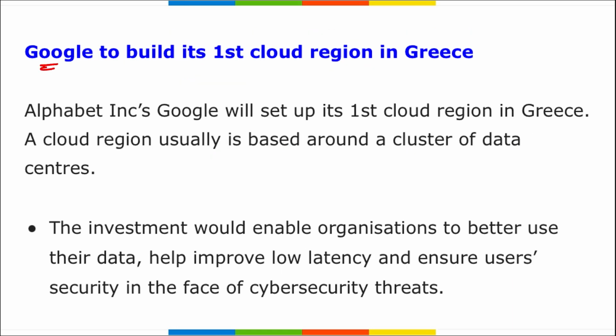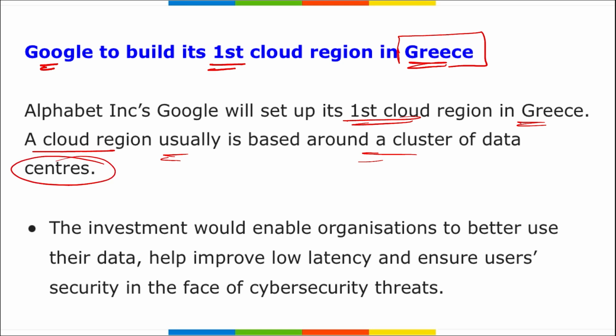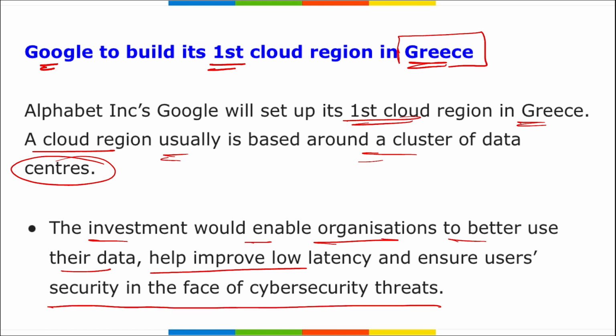Next, Google to build the first cloud region where it will be built in Greece. I repeat, Alphabet Incorporation, that is the company of Google only, will set up its first cloud region in Greece. A cloud region usually is based around a cluster of data centers. The investment would enable organizations to better use their data, help improve low latency, and ensure user security in the face of cybersecurity threats.